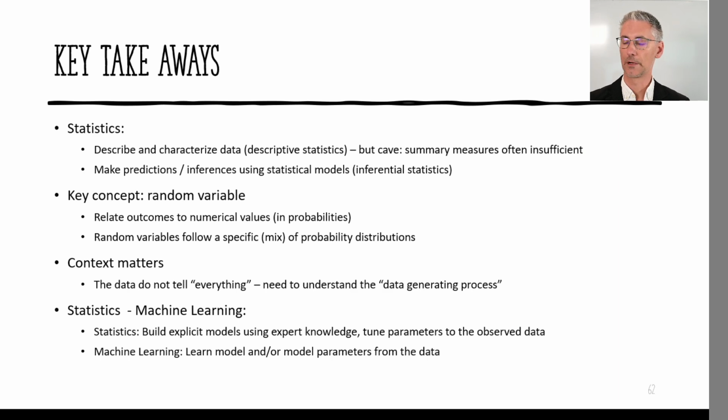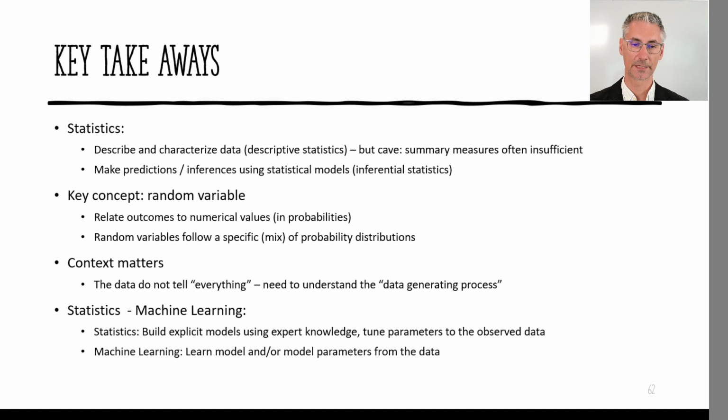So, key takeaways for our brief reminder of statistics. We can use statistics to describe and characterize data. This is descriptive statistics, but be careful: the summary measures are often insufficient. We can make predictions or inference using a statistical model. This is called inferential statistics. The key concept you should keep in mind is the random variable, which maps outcomes to numerical values. These are the probabilities that we always talk about. And random variables follow a specific probability distribution, or often a mix of distributions.